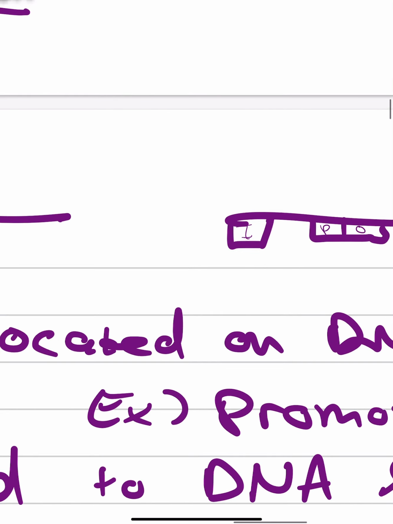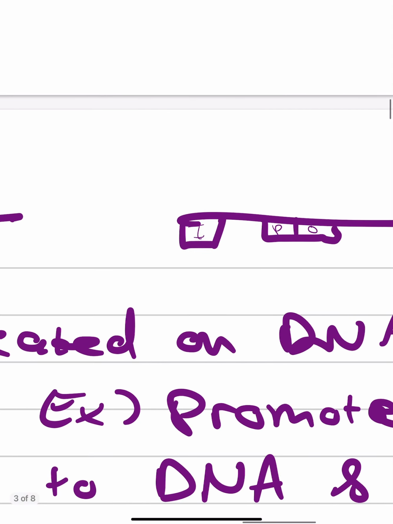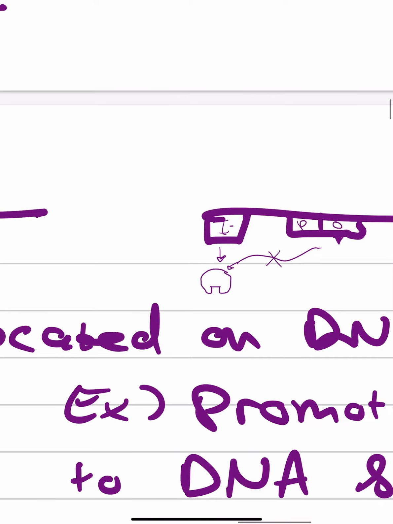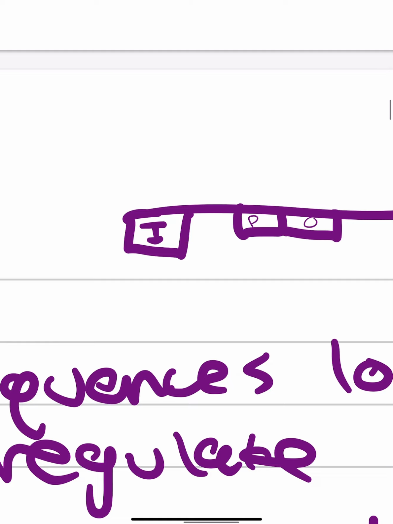Let's say that the I was mutated. If this I was mutated, and this resulted in a repressor protein that was unable to bind to the operator sequence, it would look something like this, with no area to bind to the operator sequence right here. However, this other one produced a repressor protein that was able to bind to the operator sequence. This is a regular working repressor protein.